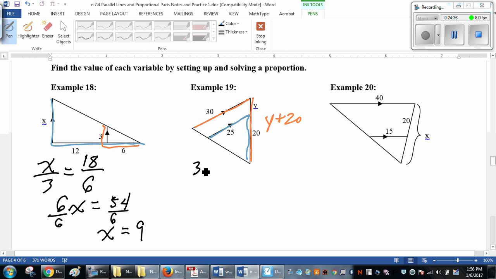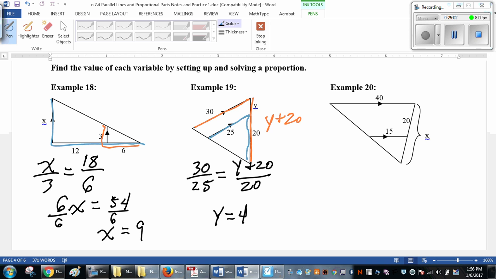Whole side of the big triangle over corresponding side of the small triangle equals whole side of the big triangle over corresponding side of the small triangle. There we go. I'm going to let you take this one, cross multiply and solve, and we should get y equals 4. Pause it, work that one out. Take your time.